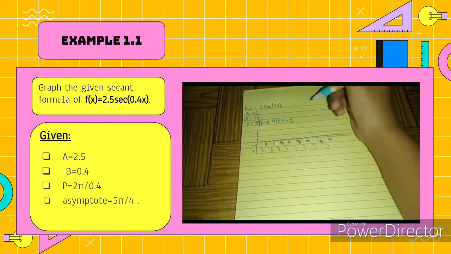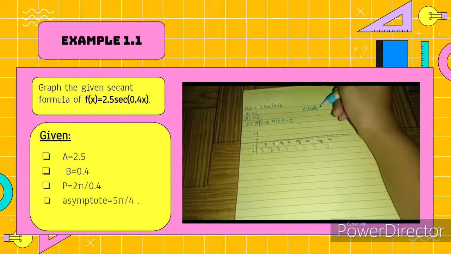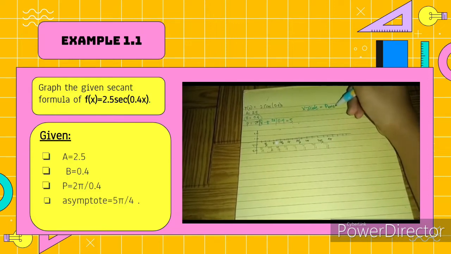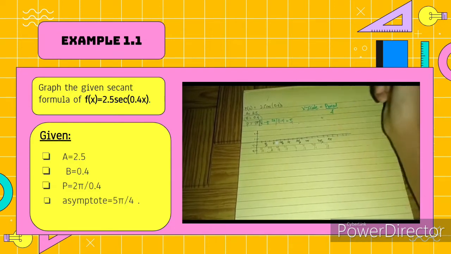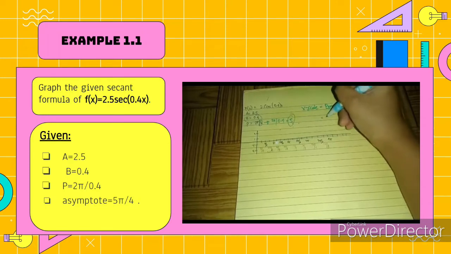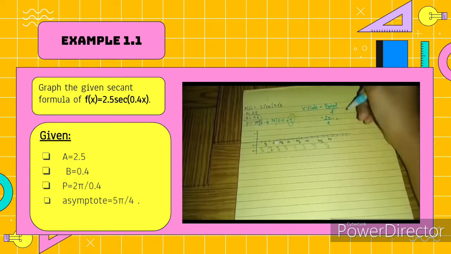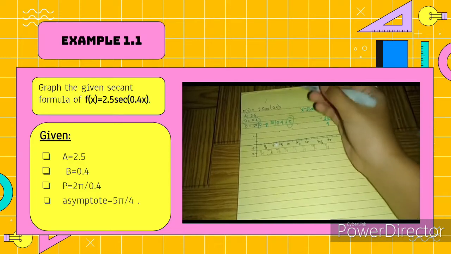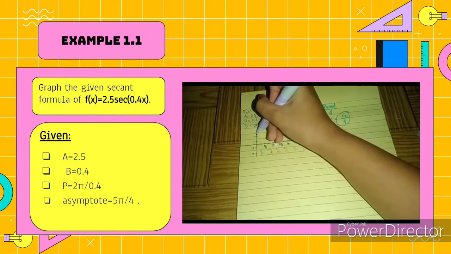So the next thing that we're going to find is the x scale. In order for us to find the x scale, we need to divide our period by 4. So our period is 5 pi, divided by 4, is equal to 5 pi over 4 itself. We have here our maximum, which is 2.5.